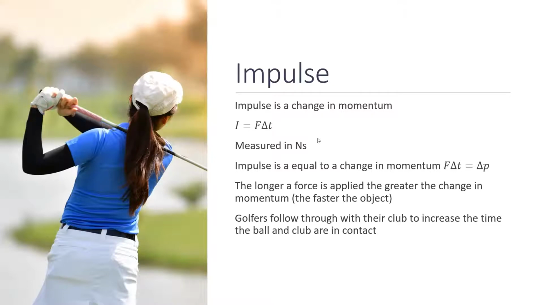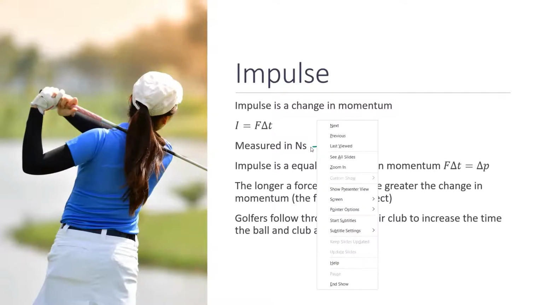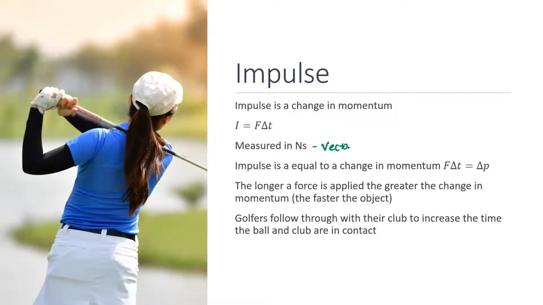It's measured in Newton seconds, because the measure of force is Newtons and the measure of time is seconds, so Newton seconds. I should point out, it's not written on this slide, but I will add this here. It is a vector quantity because force is a vector, so it's a vector quantity. So when we talk about impulse, you should give a direction: forwards, backwards, upwards, left, right, and so forth.